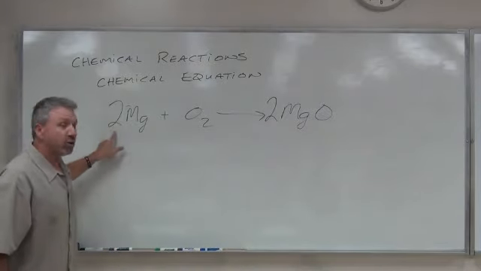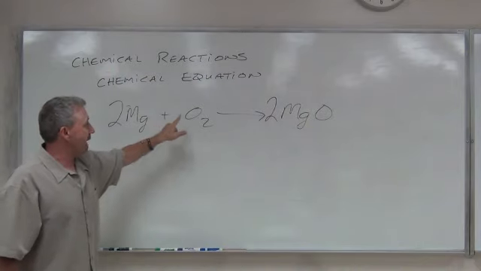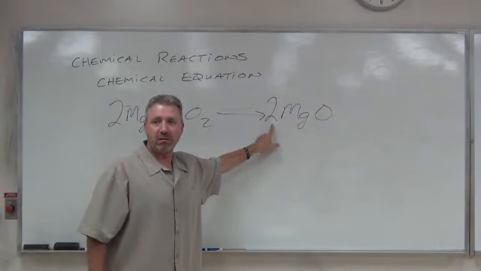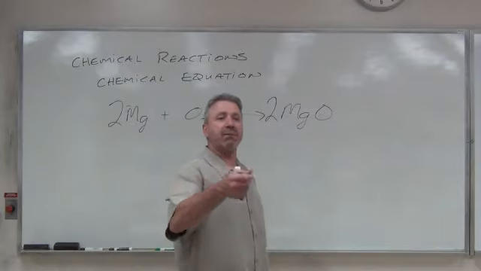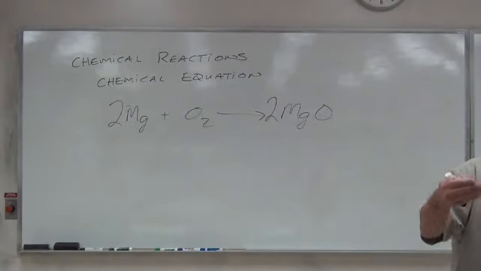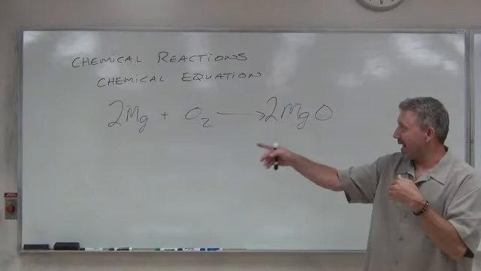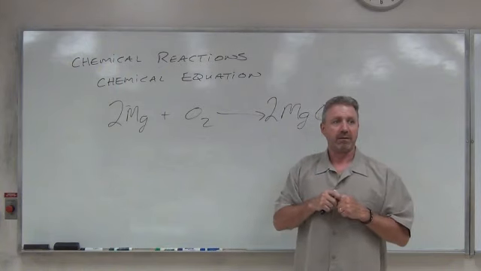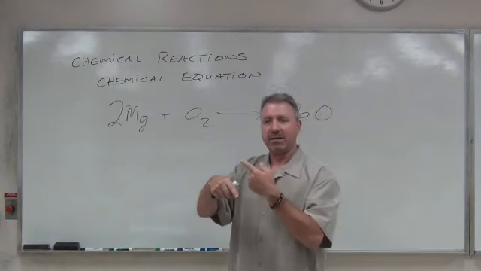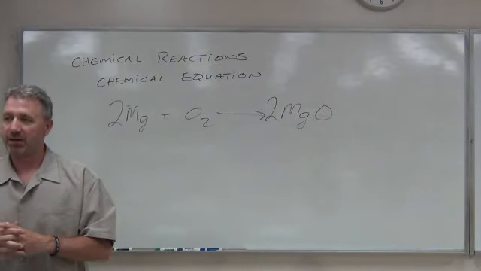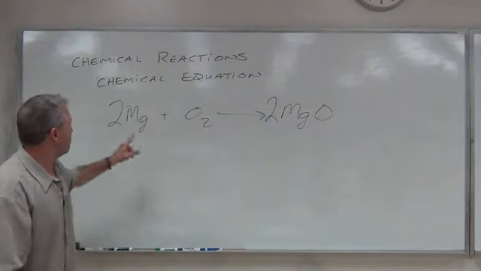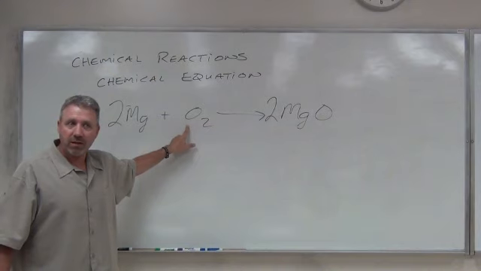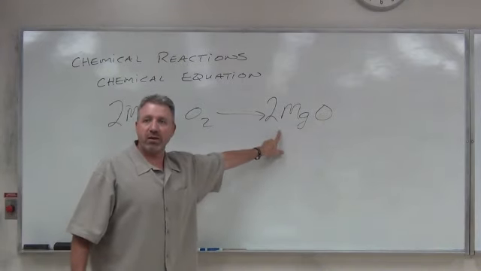Or I could say two moles of magnesium reacts with one mole of O2 to produce two moles of MgO. The balanced chemical equation shows you how the substances react on an atomic or molecular basis, right down to the particle. Or alternatively, they show us how they react on the molar ratios. For every 2 moles of magnesium, I need 1 mole of O2 in order to produce 2 moles of magnesium oxide.